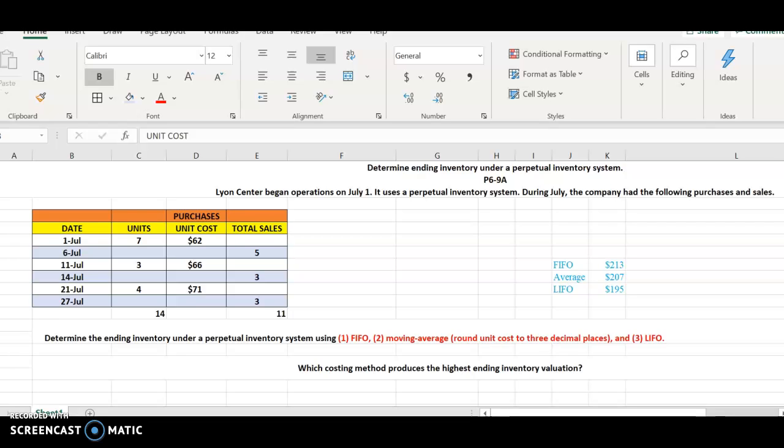Hey guys, my name is Joel Olivares and I've been assigned exercise 9A, chapter 6. We have to determine the ending inventory under a perpetual inventory system using FIFO, moving average, and LIFO for Lion Center, which began operation on July 1st. After we do that, we will have to decide which costing method produces the highest ending inventory valuation.